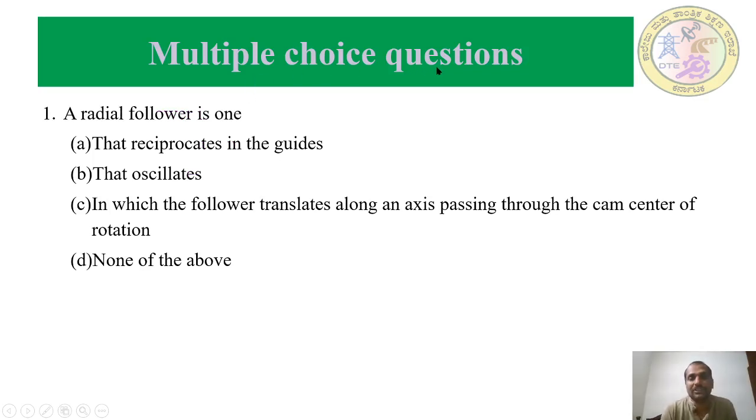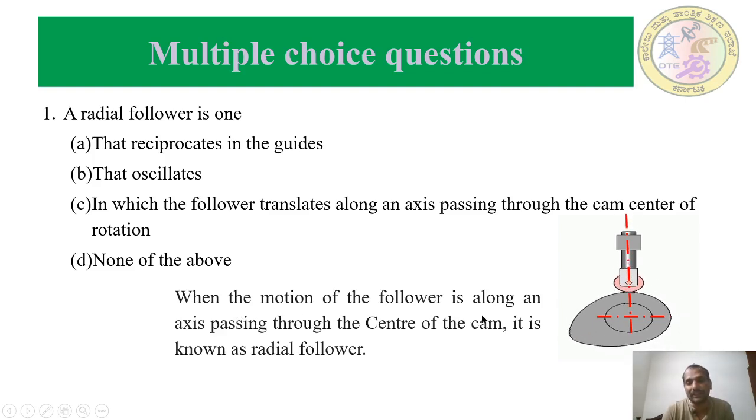Now we'll see the multiple choice questions. The first one: a radial follower is one that reciprocates in the guides, that oscillates, in which the follower translates along an axis passing through cam center of rotation, none of the above. So in radial cams, as we have discussed in the previous slide, the path of motion of the follower passes through the center of the cam, right? When the motion of the follower is along an axis passing through the center of the cam, it is known as radial follower. The answer is C. A radial follower is one in which the follower translates along an axis passing through the cam center of rotation.